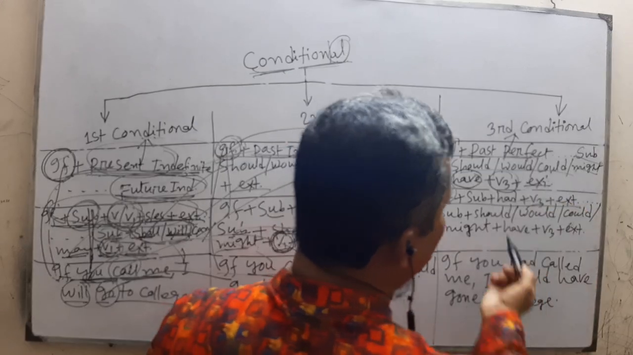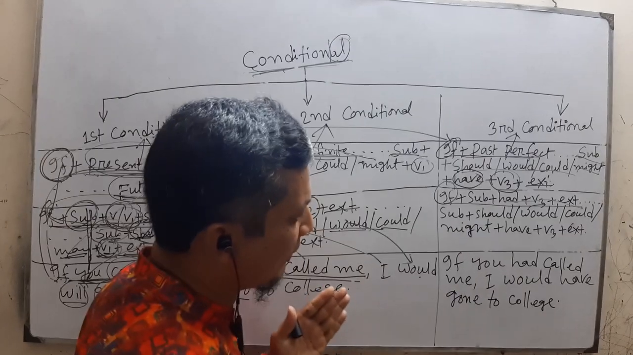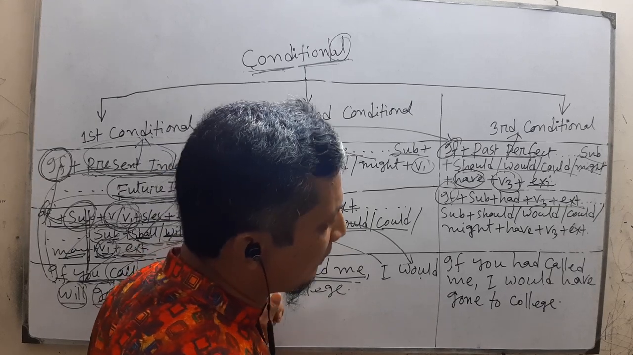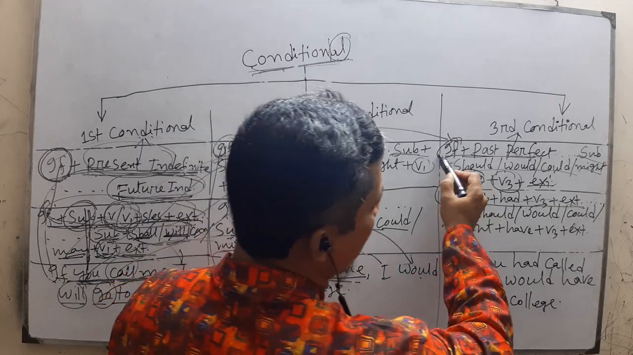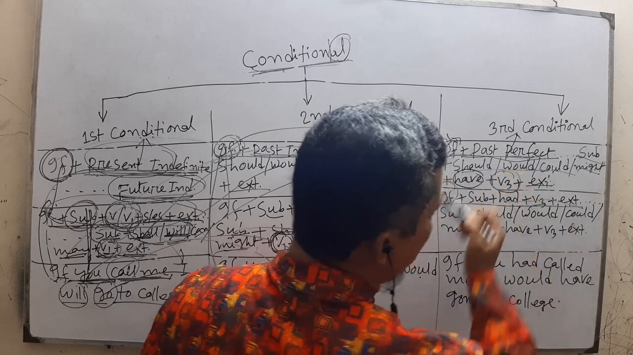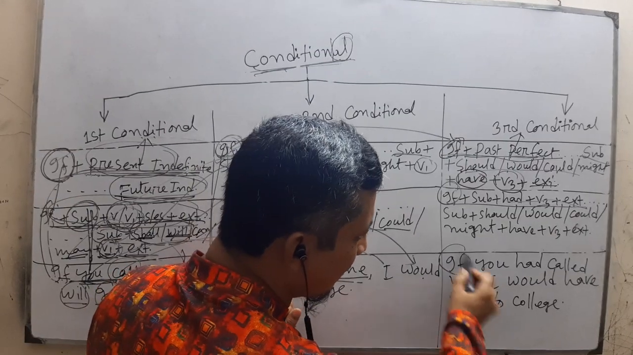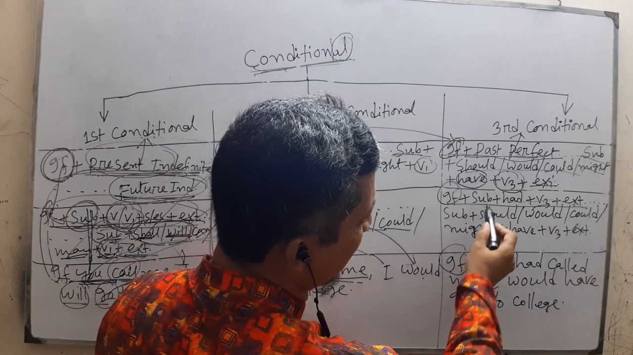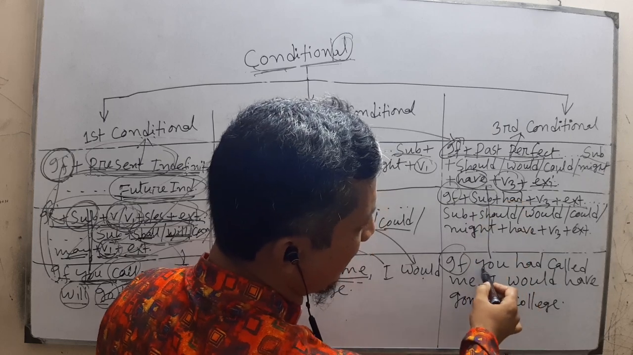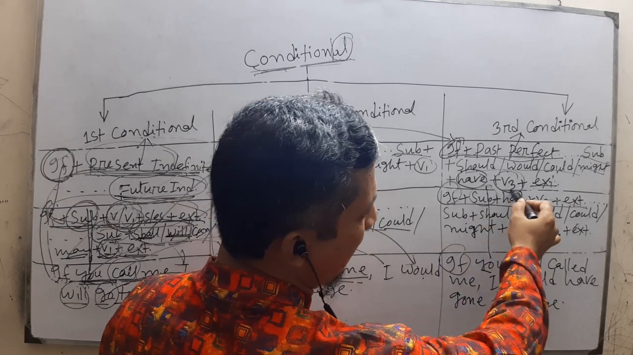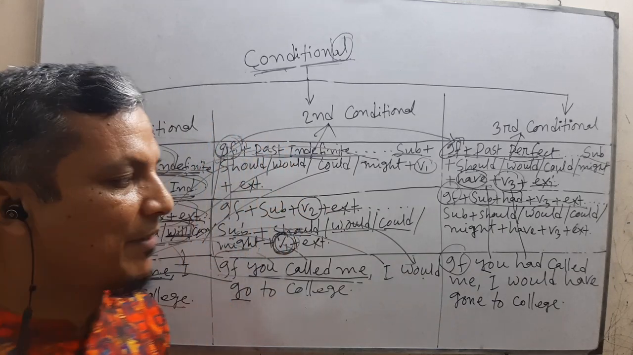Then extension. Now I am giving one example to you. First one, if plus past perfect tense. If. What is the structure? Structure is subject. Here subject you. Then had. Am I clear to you?